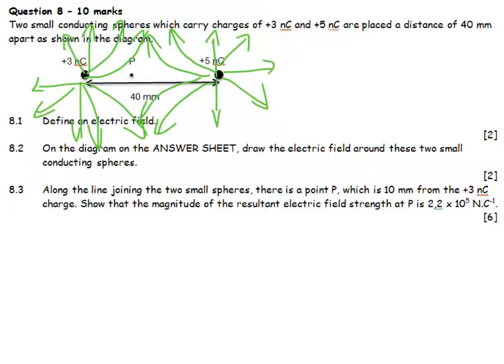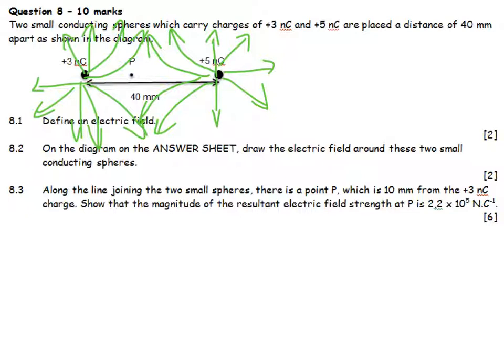Along the line joining the two small spheres, there's a point P, which is 10 millimeters from the 3 nanocoulomb charge. The magnitude of the resultant electric field strength at P is 2,2 times 10 to the power of 5 newtons per coulomb. It's an electric field, and it's a point charge. So let's take a look at what's happening.